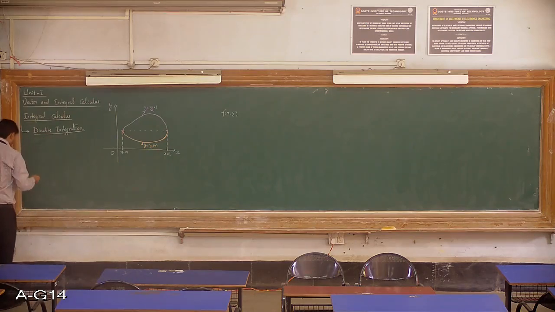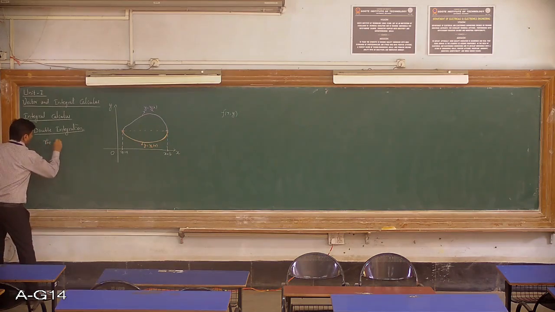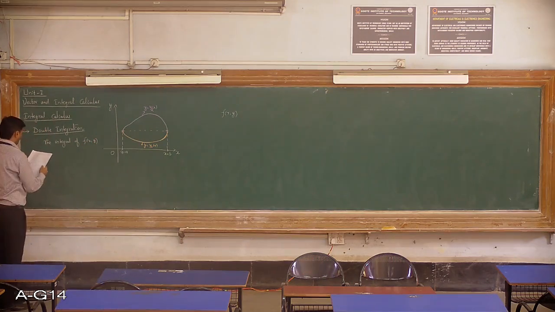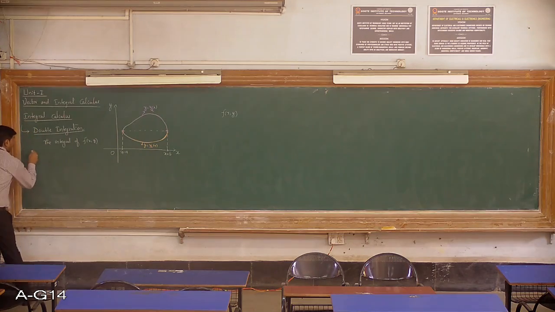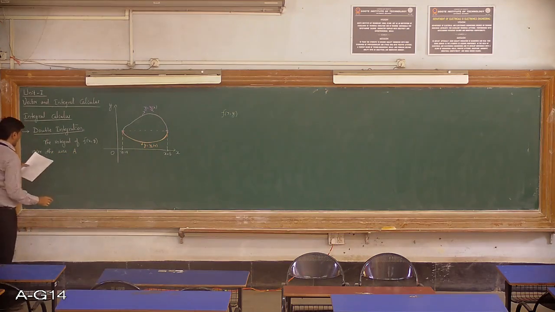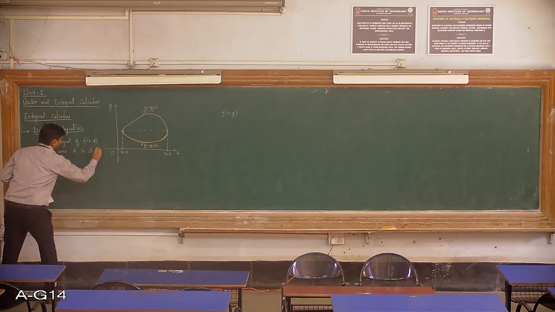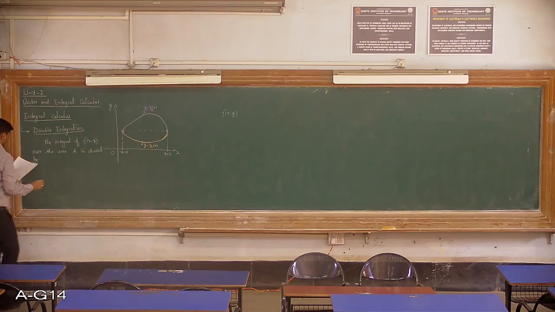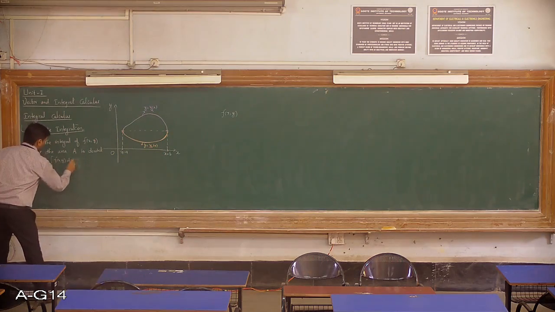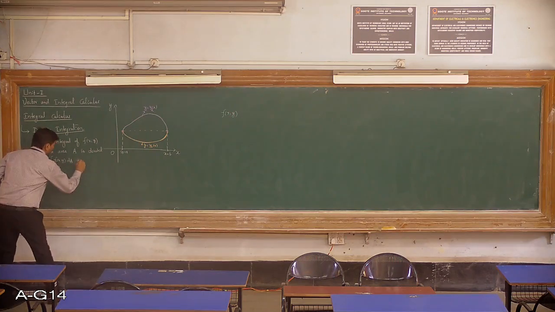Here I'll write the definition. The integral of f of x comma y over the region, over the area A, is denoted by the integration over the area A of f of x comma y dx dy, or else we can say dA also.